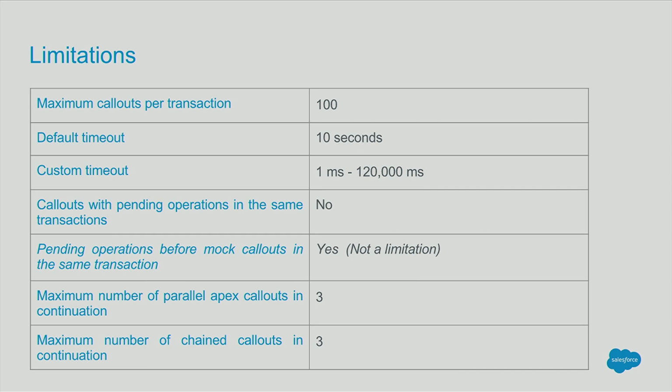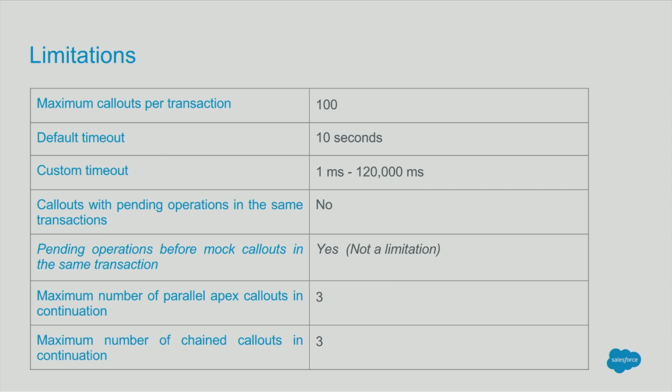What that means is you cannot have an insert statement followed by a callout. The reason for that is, let's say you're inserting an account and then you're invoking a callout. Now what happens if the callout fails? You still have this data which was trying to get inserted still hanging. So the platform limits having pending operations followed by callouts. But what we can do is, in the case of MockCallouts, which we just saw, you can have that. You can have a DML followed by a callout because you're not going outside of your organization.